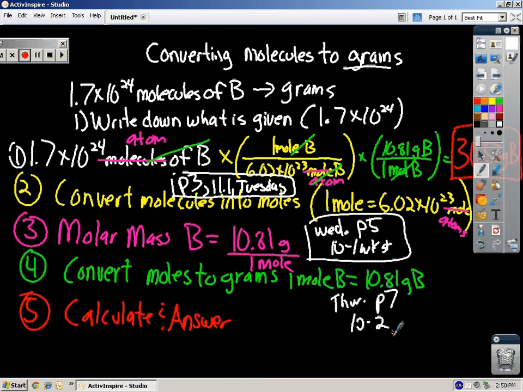Now, when we put this all together, here are your notes for today for calculating molecules to grams. And last Friday, we learned how to calculate grams to molecules, which is the exact same steps, exact same setup, just in reverse. It's the only thing that's different. Okay? And that's it for your notes here. Do you guys have any questions for me?